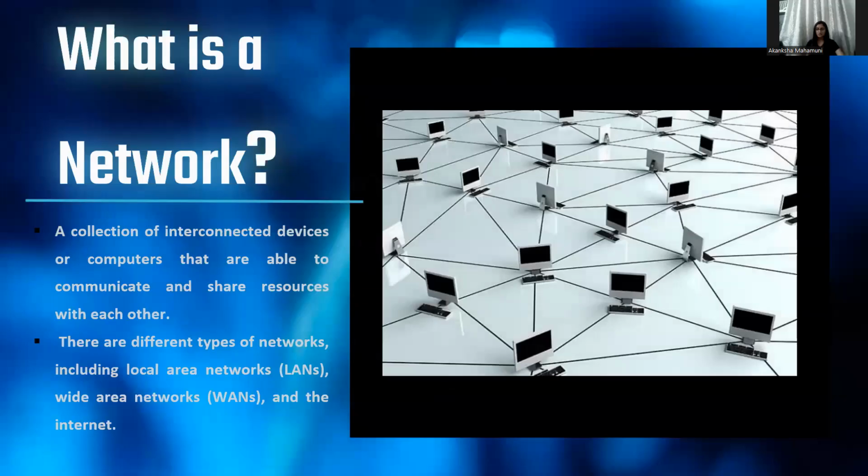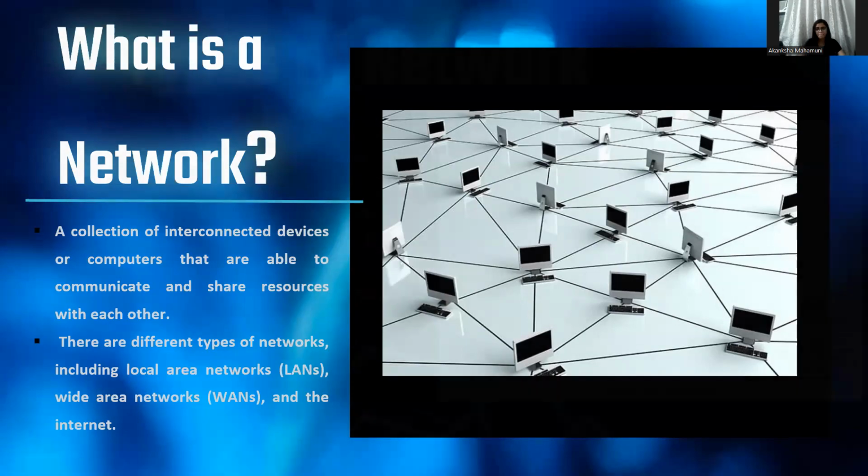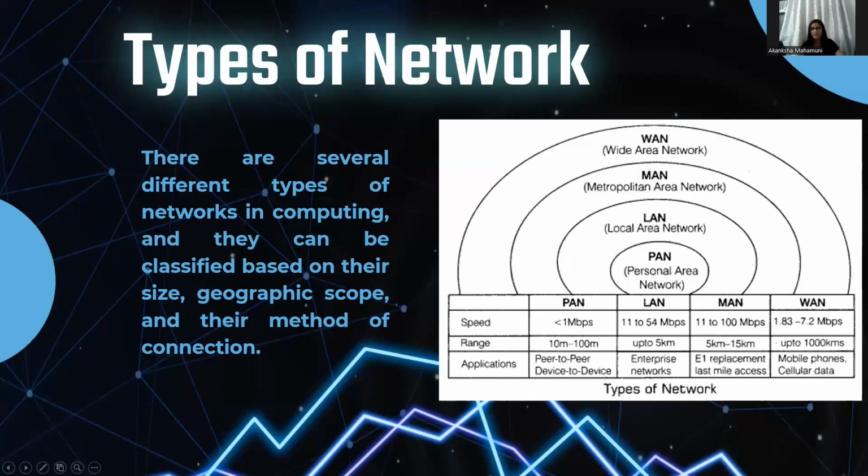First of all, what is a network? When two or more devices connect to one another and communicate through packets, that is basically a network. A network can be of different types, on the basis of the geographic location, the size of the network, and the number of devices connected. Some of these include local area network, wide area network, and the internet. Then there are various types of networks, as I said, on the basis of the size, the geographic location, and their method of connection. It can either be wireless or wired.